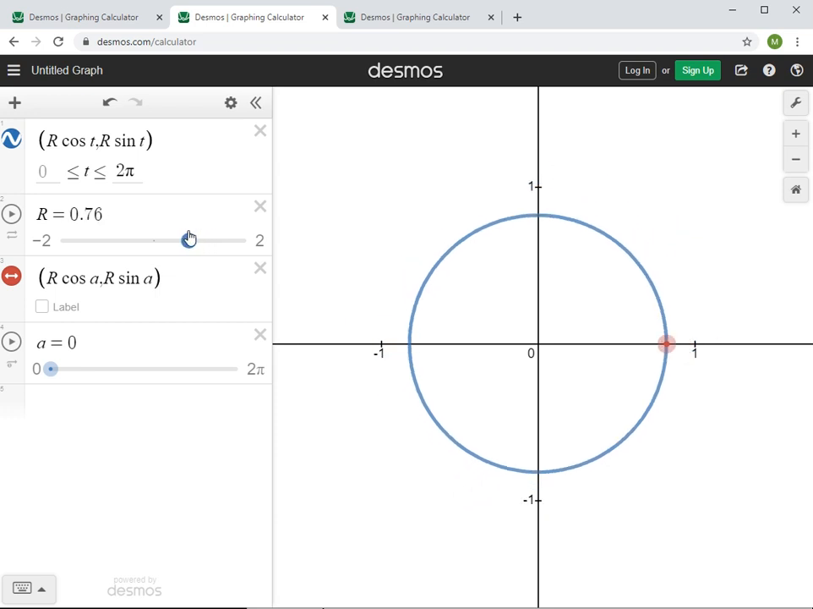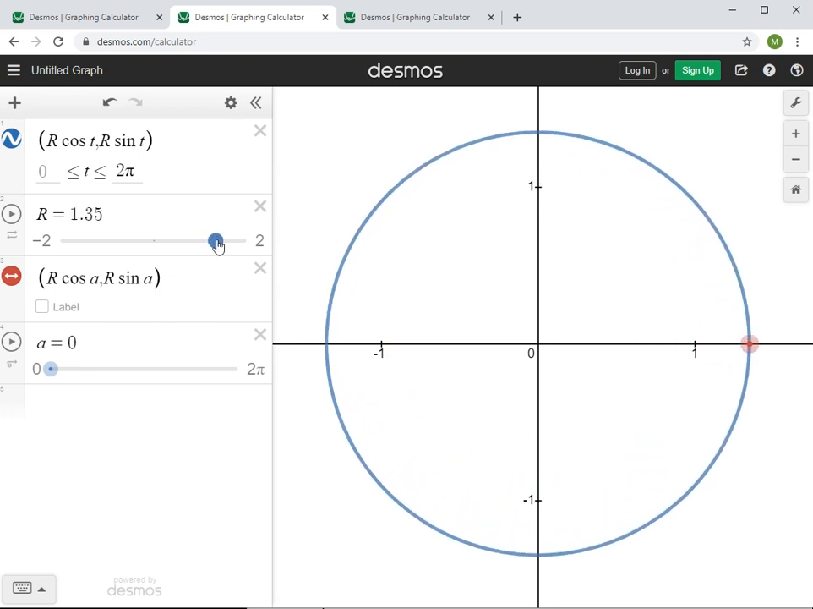So r just controls the radius of the circle. And then 0 to 2 pi units, we make one full trip around. And as you can see here, it appears that the particle moves with constant speed, and that is in fact the case. This is what's known as uniform circular motion, and we'll get into that in more detail when we start talking about vector functions later in the quarter.